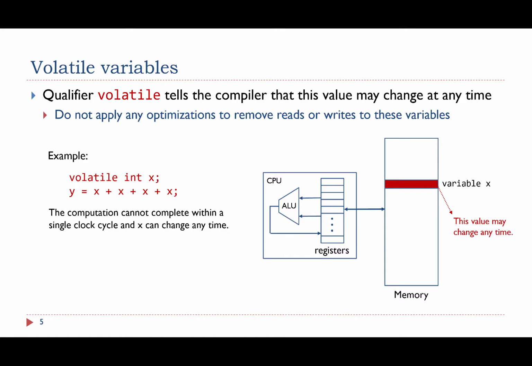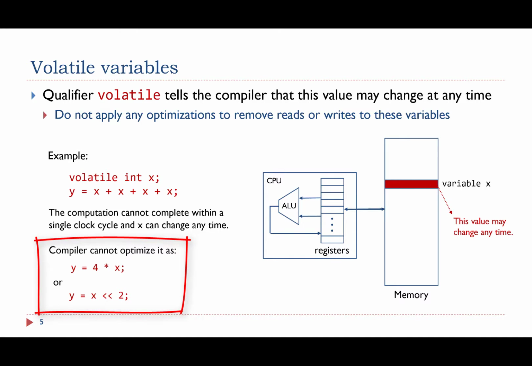Let me give you another example. Suppose the variable x is declared as volatile. In this C statement, we add x 4 times. The volatile qualifier tells the compiler that the value of x may change at any time. Accordingly, the compiler should not apply any optimization to remove reads or writes to the variable x. Therefore, the compiler should not optimize the original C statement as y equals 4 times x.